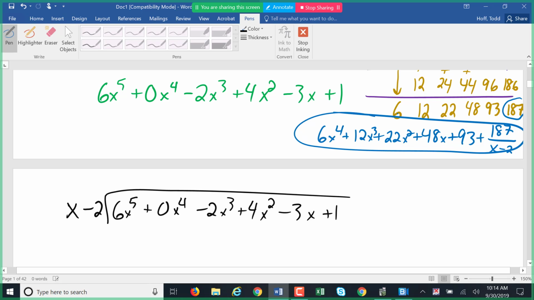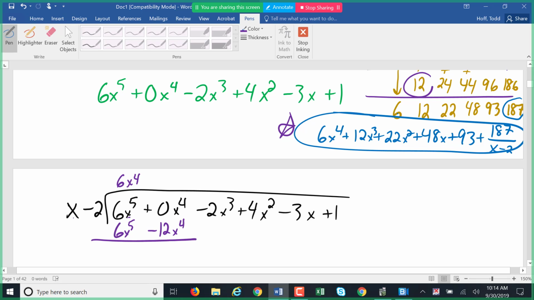So it's divided by x minus 2, right? Yep. Now, since we've already divided it out over here with synthetic division, I'm going to fly through this a little bit. 6x to the fifth divided by x is 6x to the fourth. Multiplying it back out, that's 6x to the fifth minus 12x to the fourth.